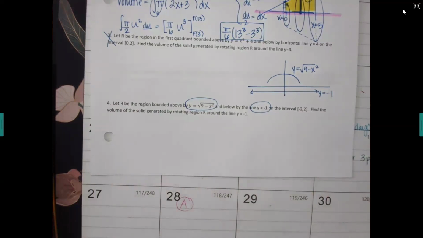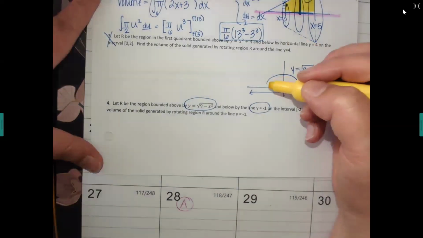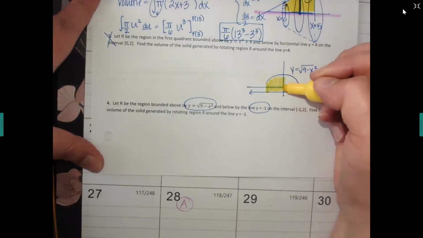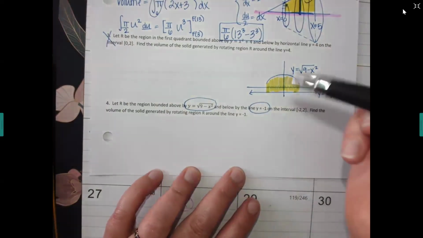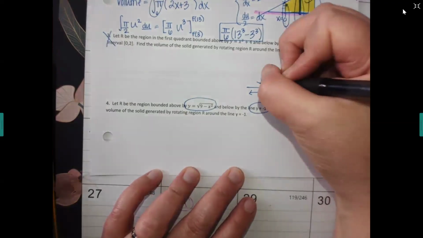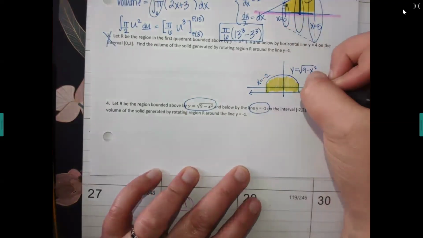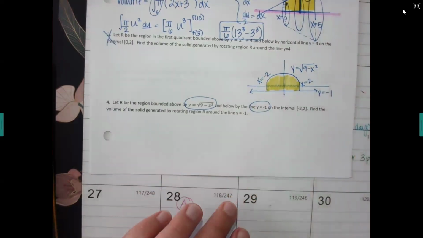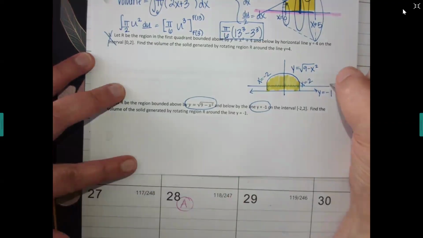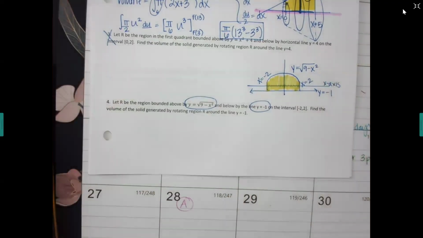Where am I going to shade between? -2 and 2. So I might need those intersections if it didn't give me what to shade for. Okay, but I know that this side is going to be -2. And then I'm going to stop shading at +2. Okay, so remember, this is the x-axis. And this is y equals -1. Okay. So let's read it.